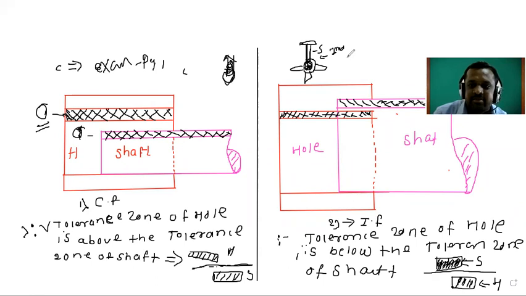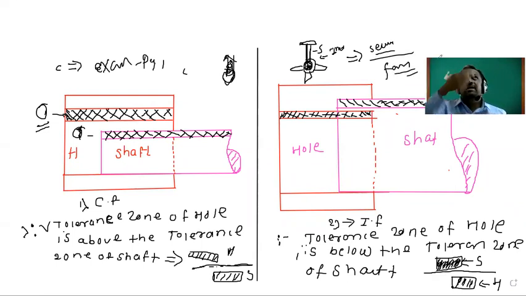You have to remember the example for interference fit is the ceiling fan. The shaft of the fan coming from above is fixed in the bearing below. In that bearing, the shaft remains in which fit? Interference fit. So understood? Yes, sir.